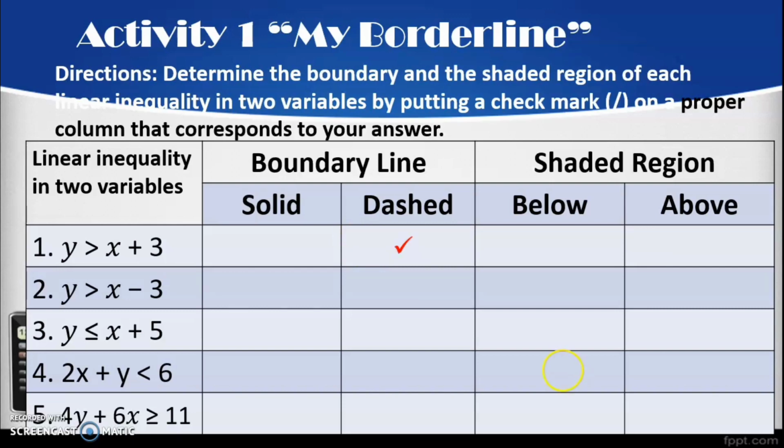And we will shade above the line. Number 2, y is greater than x minus 3. The same, greater than symbol, so dash line, and shade above the line.